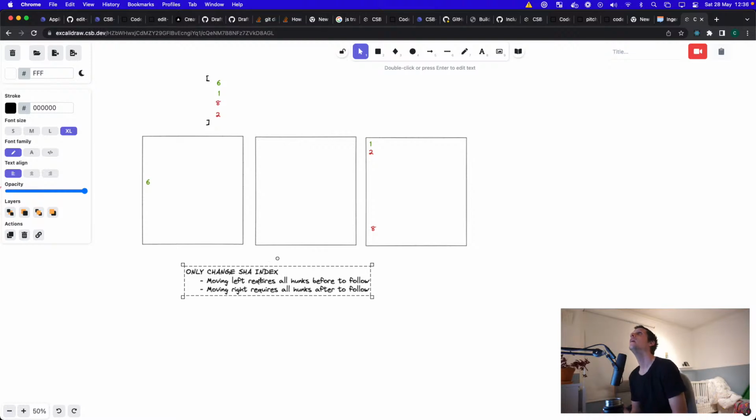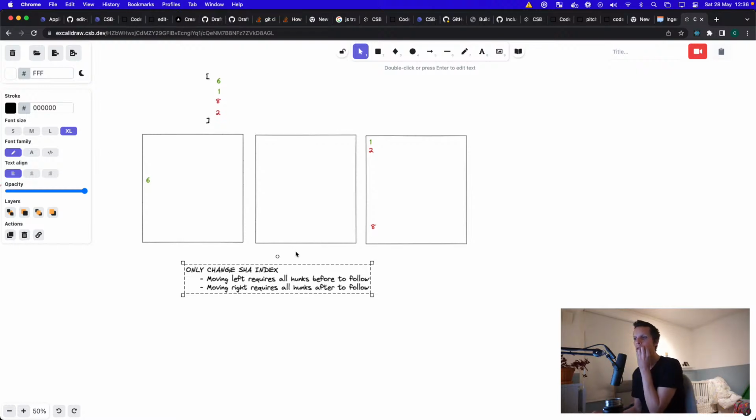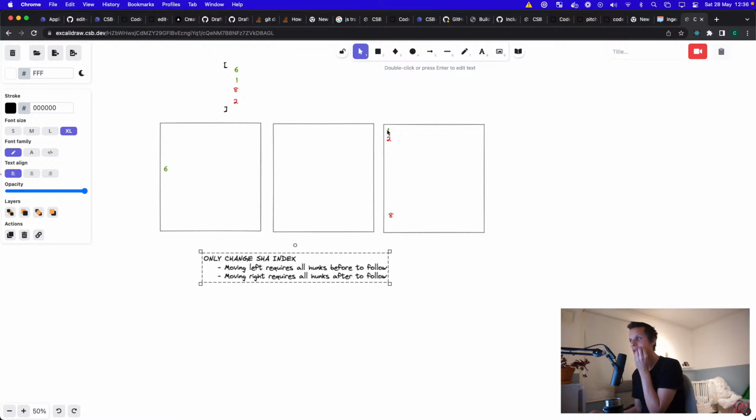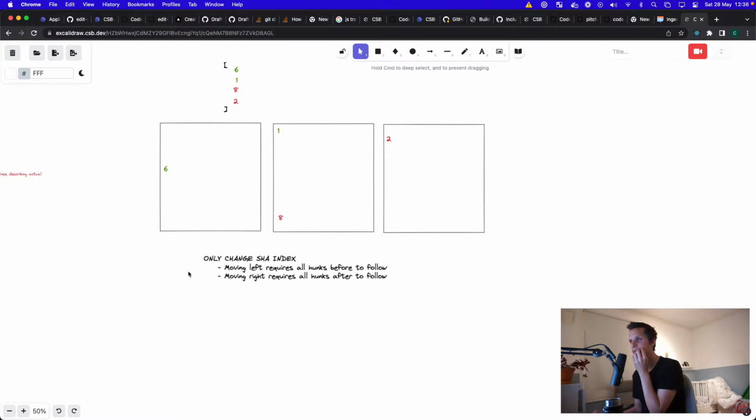What should the goal be? I think the goal should really be that you only make a change in one place, and then the file contents are produced correctly from that change, and the diff is produced correctly from that change. So what that would mean is if we move this stuff back, let's see, 1, 8 was also here.